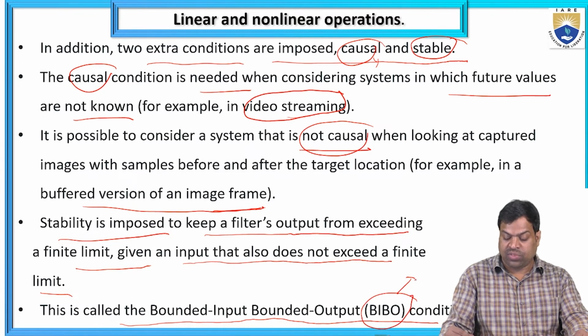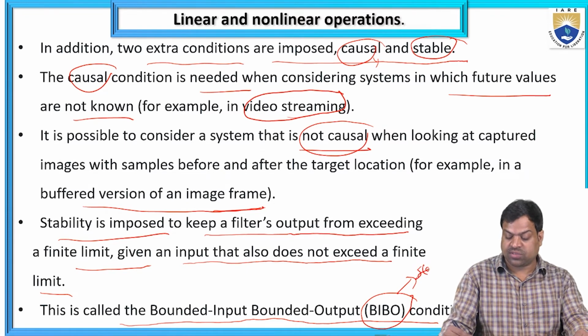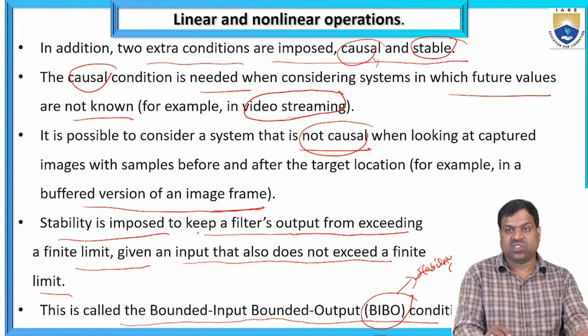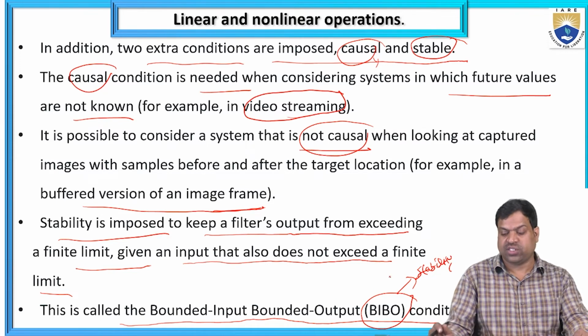So when I am applying the BIBO condition, it means the system is in the form of stability. Stability is imposed to keep a filter output from exceeding a finite limit, given an input that also does not exceed a finite limit, and it is also called the bounded input, bounded output condition.